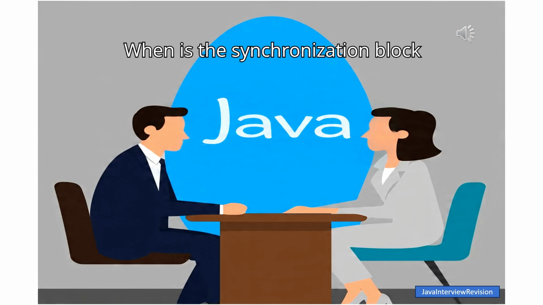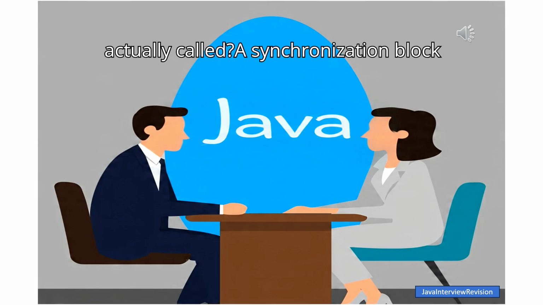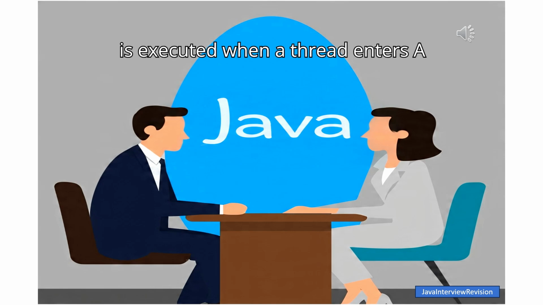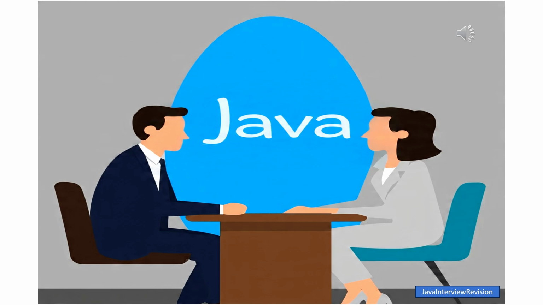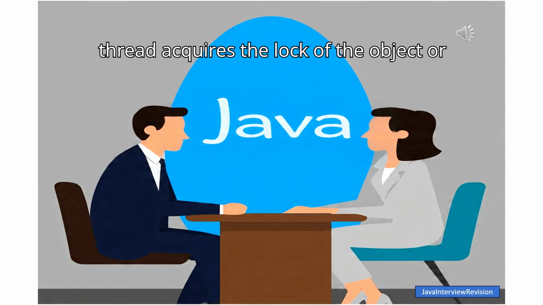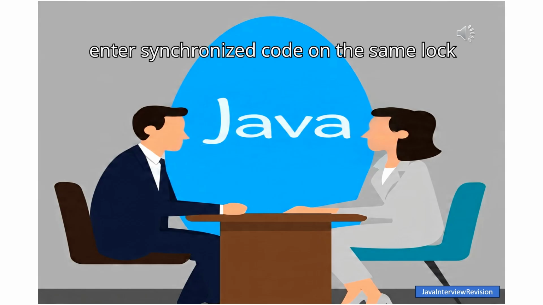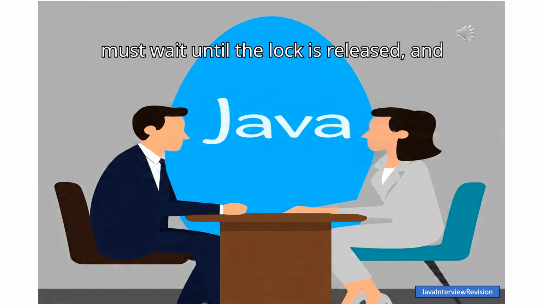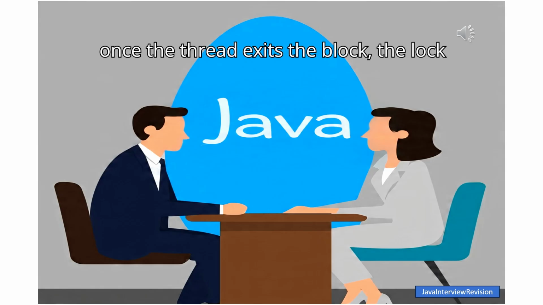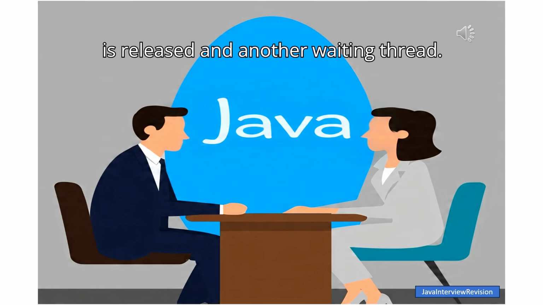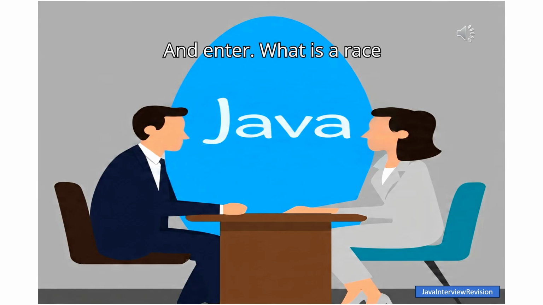When is a synchronization block actually called? A synchronization block is executed when a thread enters a synchronized section. At that moment, the thread acquires the lock of the object, or of the class for static. Other threads trying to enter synchronized code on the same lock must wait until the lock is released, and once the thread exits, the lock is released and another waiting thread can enter.